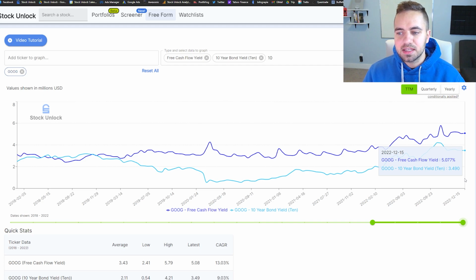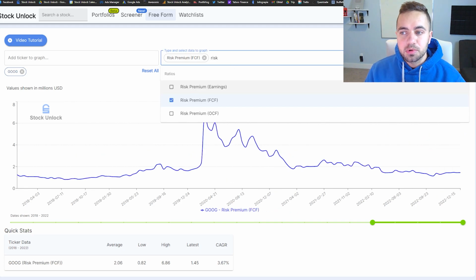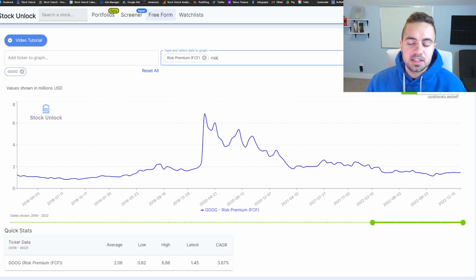And the margin of safety is that 1.5% difference in Google's free cash flow yield versus what government bonds are offering. Now, also what we did here on Stock Unlock is we created our own metric called the risk premium. And you can use the risk premium with earnings, free cash flow, or operating cash flow, depending on whatever metric you want to use on the stock you're looking at. For Google, I like to use the free cash flow.